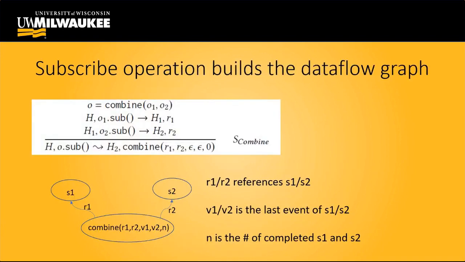The subscribe operation recursively subscribes to each component observable and constructs the data flow graph. For example, if the combined observable is subscribed, then its two source observables are subscribed, and the references to the resulting subscriptions are saved in the subscription to the combined observable. The subscription object also includes the last emitted values from the source observables and the number of completed sources, which is needed to determine when to terminate.